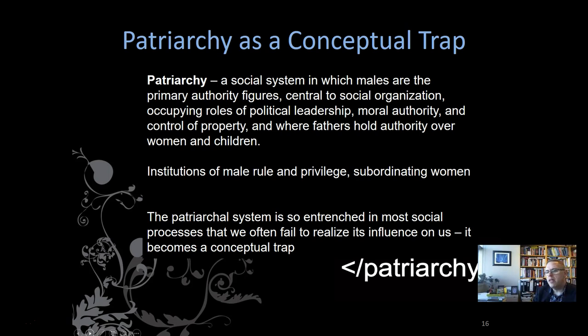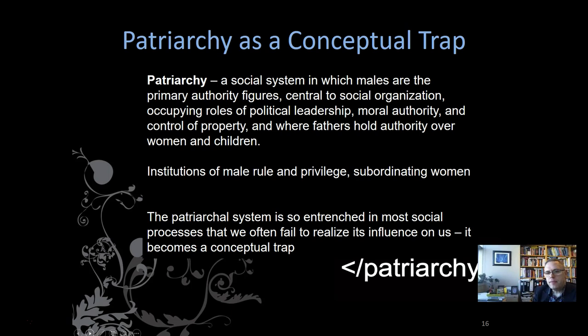Now, I've mentioned patriarchy many times in the conversation already, but when I talk about patriarchy, I'm basically saying it's a social system in which males are the primary authority figures. It's central to social organization, occupying roles of political leadership, sometimes moral authority, control of property, and where fathers may hold authority over women and children in a family context. But it's been extended to all contexts where male rule and privilege is institutionalized in society, and where women are subordinated in some way.